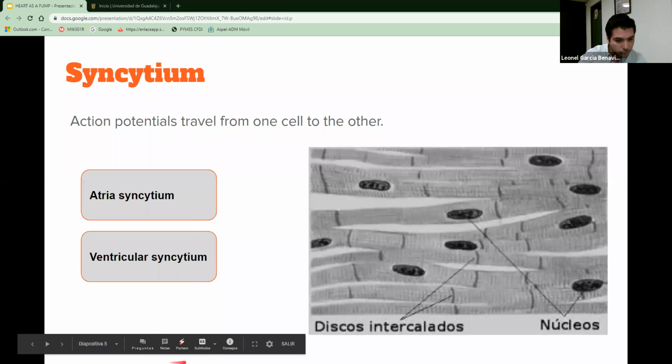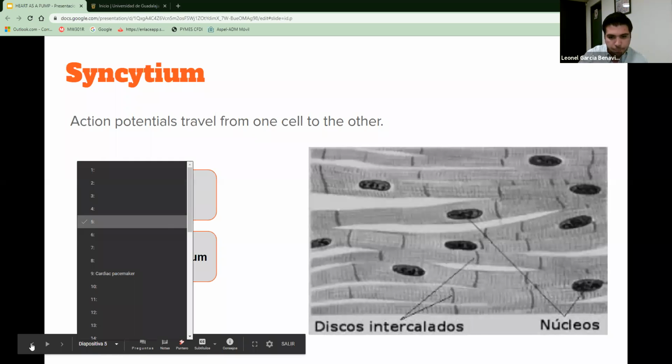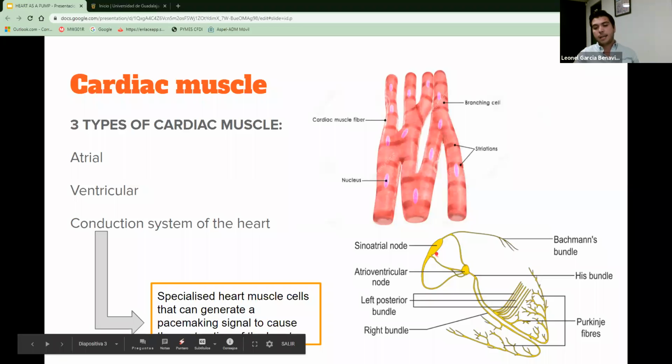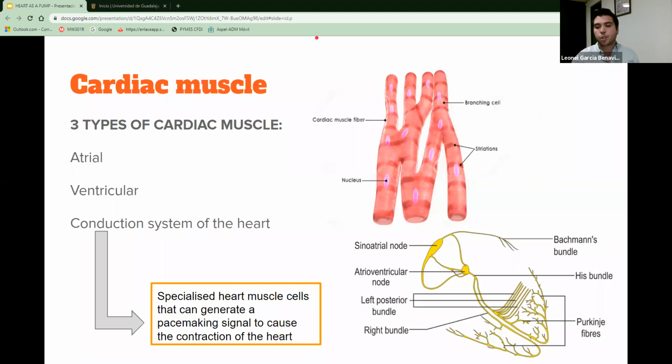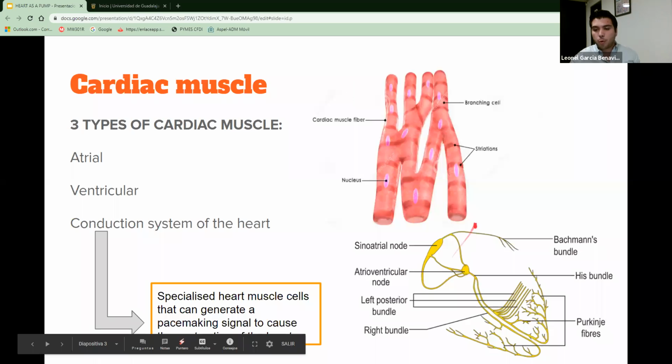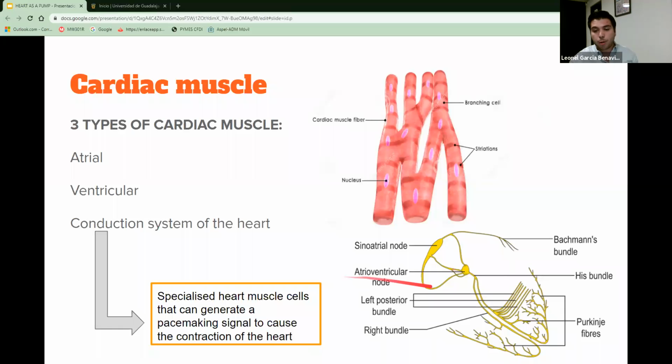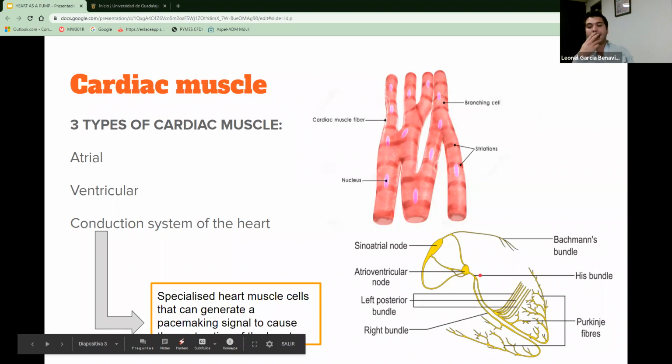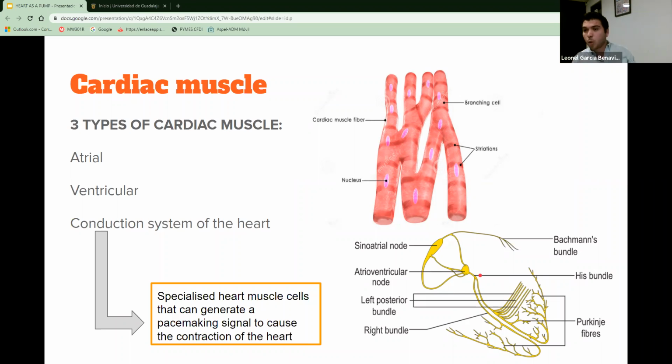Let me just go back a few slides. As you can see here, the sinoatrial node is going to make the depolarization, the action potential, travel first through the branches, the Bachmann branch, Wenckebach branch, Thorel branch, to the atrioventricular node. But then His's bundle, that's right here, is the one that's going to allow some of that action potential to go with a delay to the ventricular syncytium.